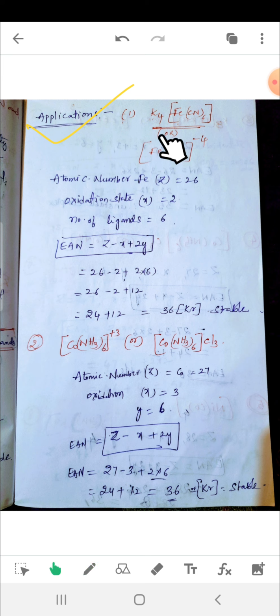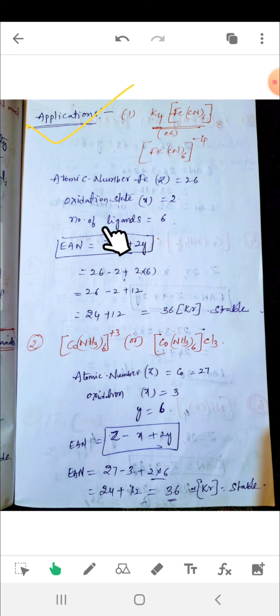For example, hexacyano potassium hexacyanoferrate 2 ion. So you must find out the oxidation number here. Sometimes we can find the difference between the two numbers here: 6 minus 4, that is the oxidation number 2. Simply you can find it out here.